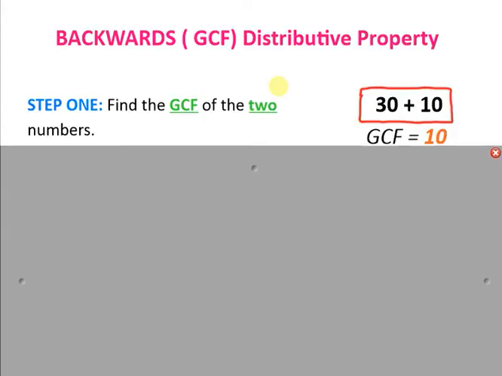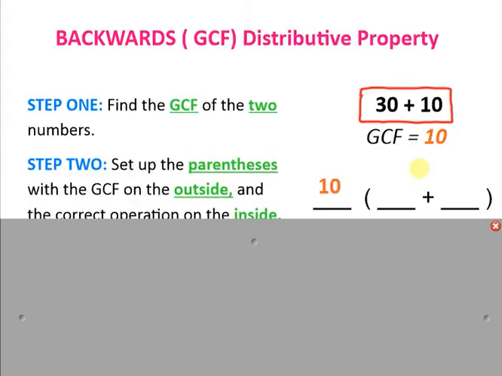Okay? So for step one, you're going to find the GCF of the two numbers in the problem. The two numbers in the problem are 30 and 10. The GCF of 30 and 10 is 10. So make yourself a note that the GCF is 10.